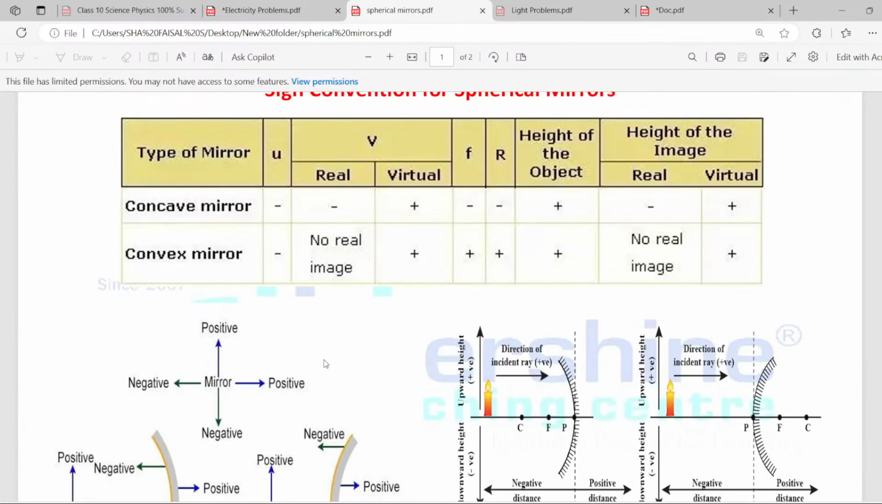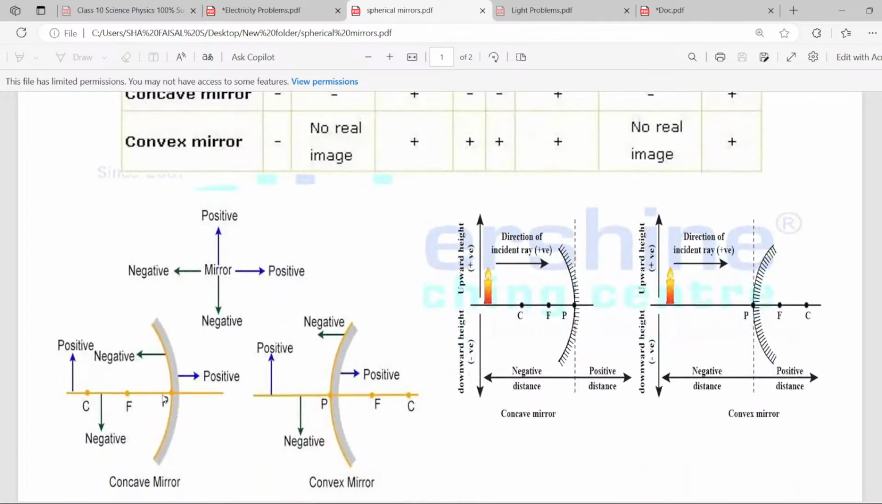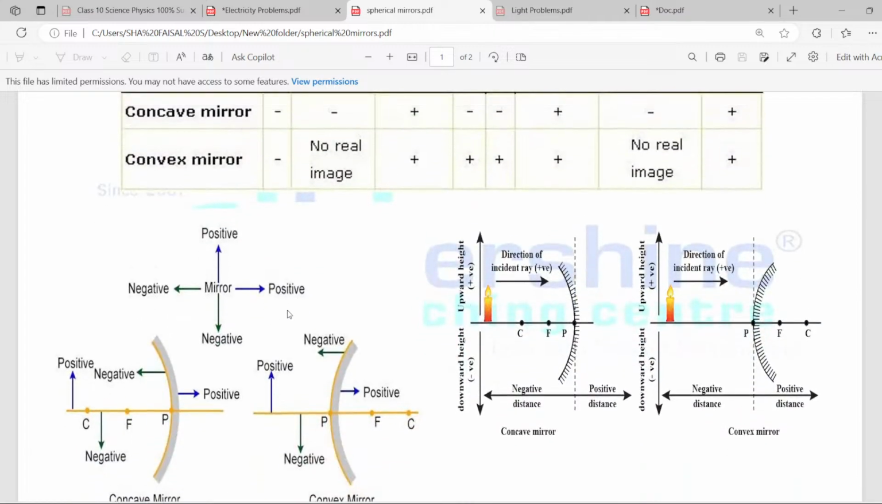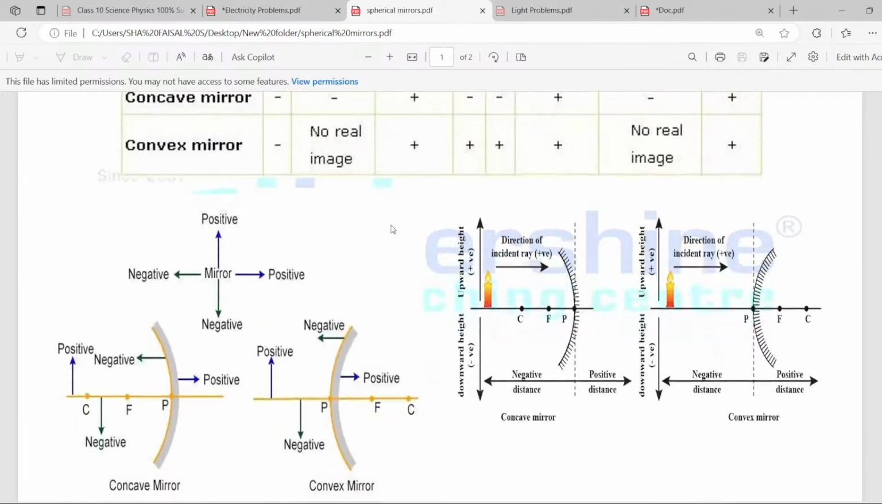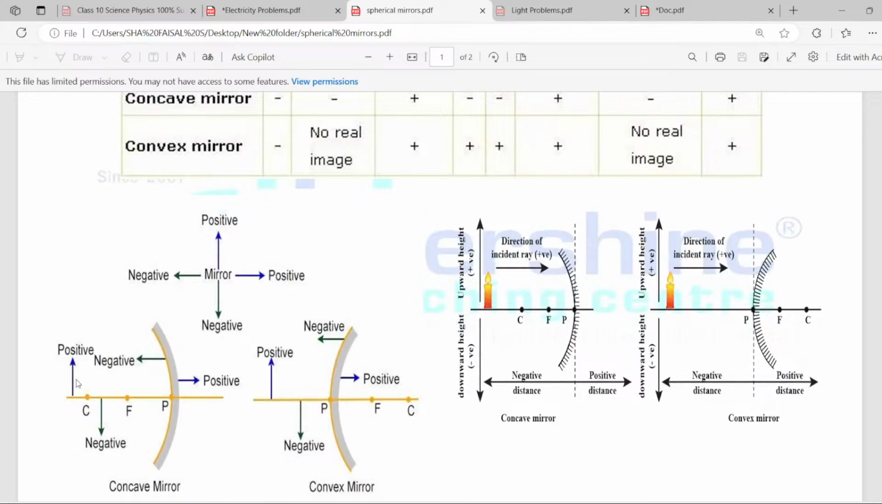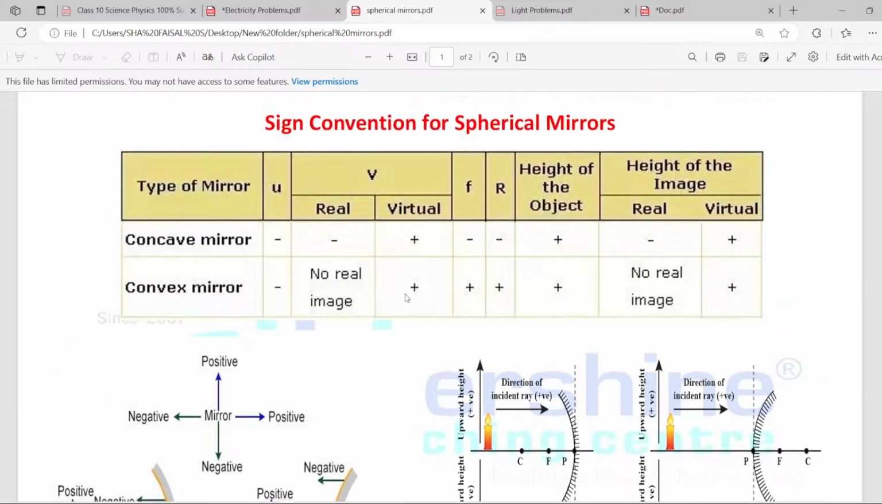Any doubts? So object distance is negative. Image distance is V. If it is real, it will be negative; if virtual, it will be positive. In front of the mirror, if it falls, it is negative; behind the mirror, if it falls, it is positive.